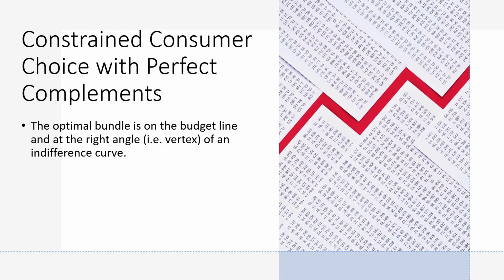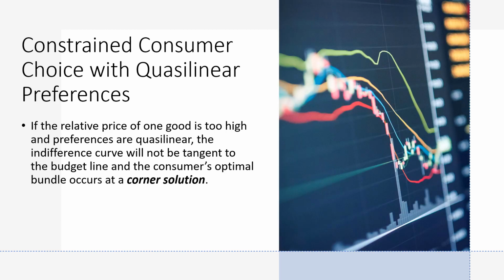Constrained consumer choice with perfect complements. The optimal bundle is on the budget line at the right angle of an indifference curve. Constrained consumer choice with quasi-linear preferences. If the relative price of one good is too high and preferences are quasi-linear, the indifference curve will not be tangent to the budget line and the consumer's optimal bundle occurs at a corner solution.